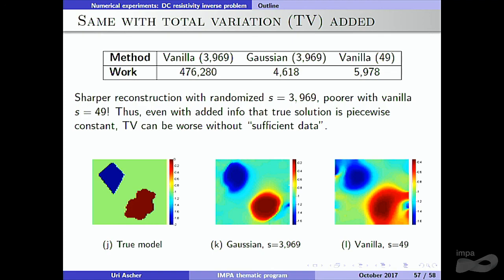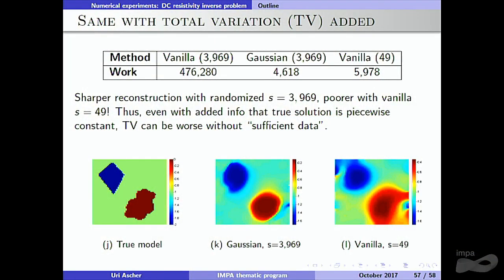Here's another little secret with total variation. If you take a problem and you perturb the location of sources or something like that, and you do it a few times, and you measure the variance, so you get a bunch of reconstructions, you measure the variance. With total variation, the variance will be larger than with L2 of the gradient.